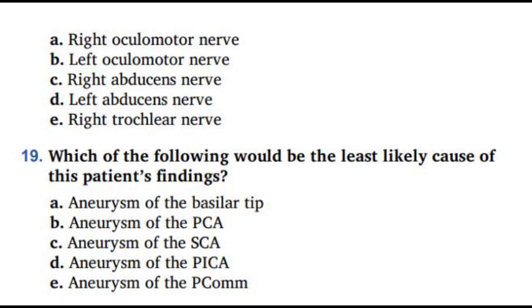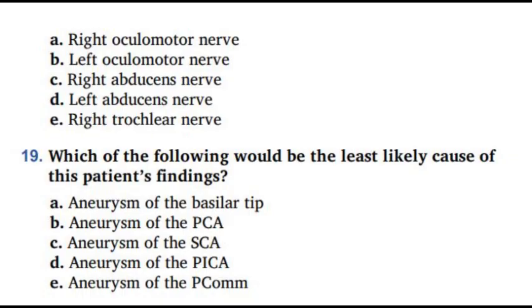In question 19, which of the following will be the least likely cause of the patient's finding? A says aneurysm of the basilar tip, B says aneurysm of the PCA, the posterior cerebral artery, C says aneurysm of the superior cerebellar artery, D says aneurysm of the PICA, and E says aneurysm of the posterior communicating artery. If I'm just taking a random guess, this will be option D, because D is really far down from A, B, C, and E, and I think it's best to look at the circle of Willis. But it's also good to understand the anatomy of the oculomotor nerve.